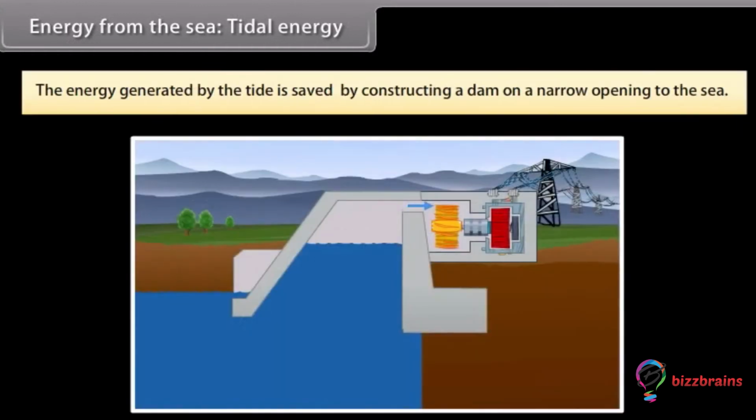The energy generated by the tide is saved by constructing a dam on a narrow opening to the sea. A turbine is then fixed at the opening of the dam that converts this tidal energy to electricity.